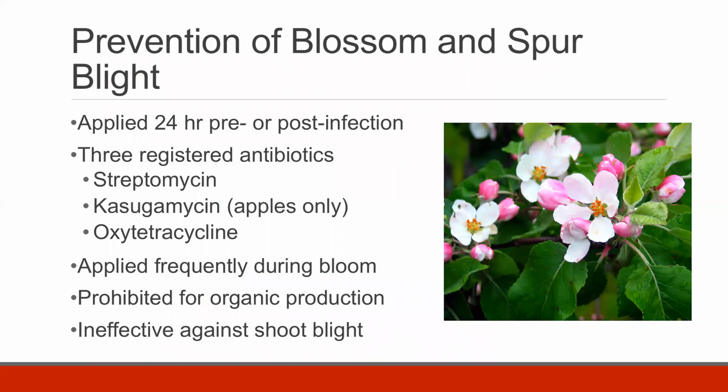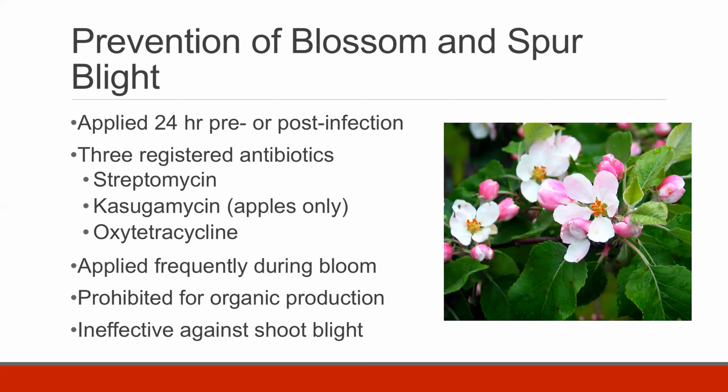Okay, so currently antibiotics are the only form of control for blossom and spur blight. Antibiotics are most effective when they're applied within 24 hours before an infection event, and are also effective within 24 hours after an infection occurs. However, the efficacy of the antibiotic drops each hour after an infection event. Full coverage of the interior of the flowers is essential for control to occur.